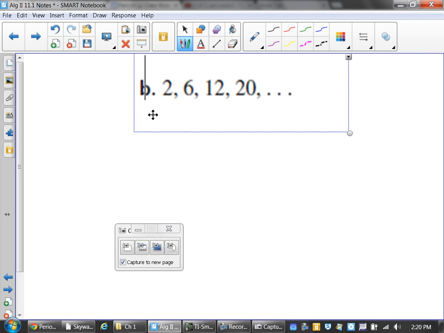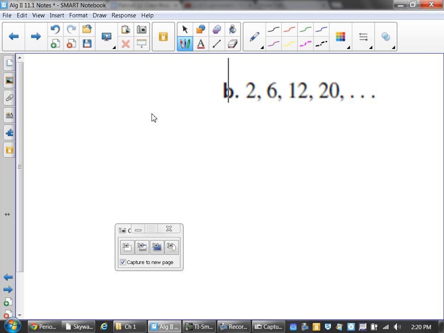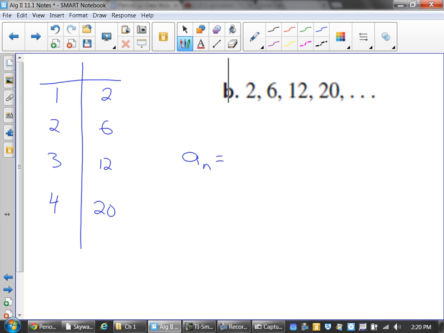This is 2, 6, 12, 20. Try to see if you can come up with the rule. Do we have to use the calculator for it? You don't have to use the calculator, but I'm just saying, a lot of times it's easier, so that way you can figure out if your rule is correct or not. The calculator allows you to double check it.